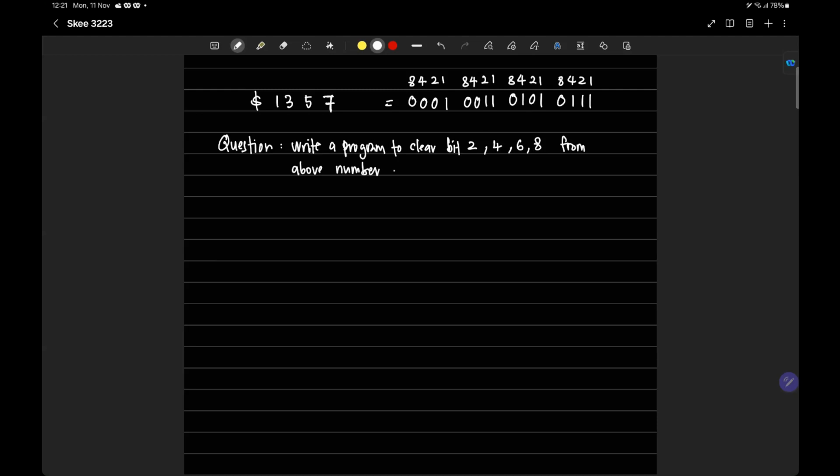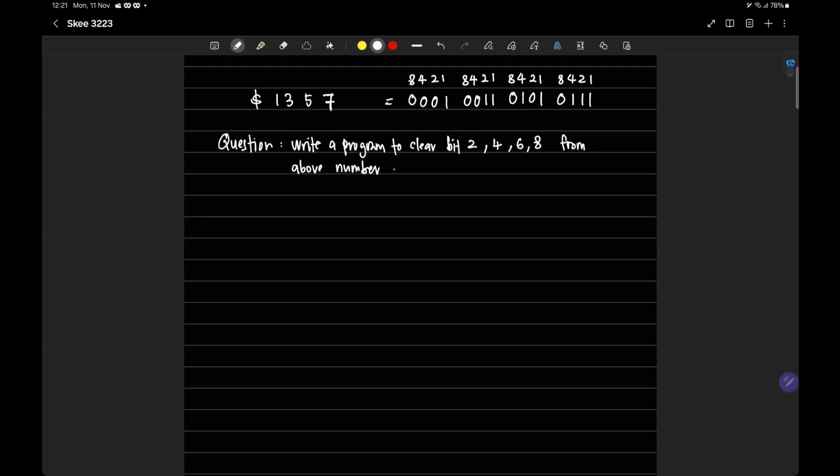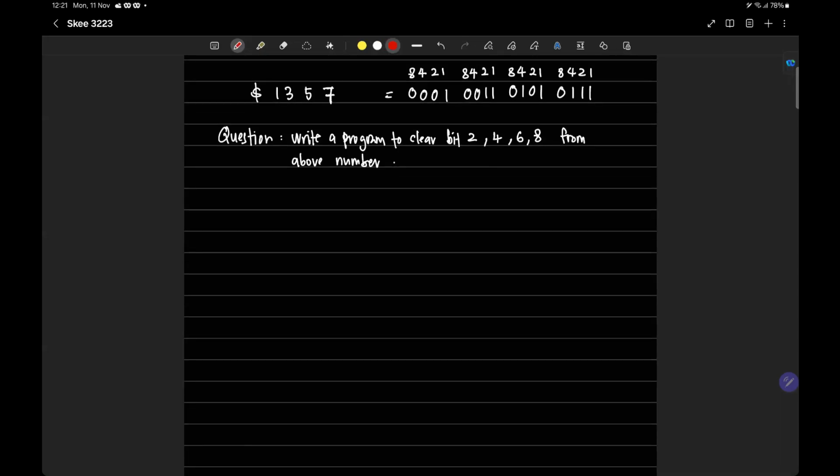So how to do it? You're going to write a program to clear bits 2, 4, 6, and 8 from the above number. In this example, you need to identify where is bit 2, where is bit 4, 6, and 8.